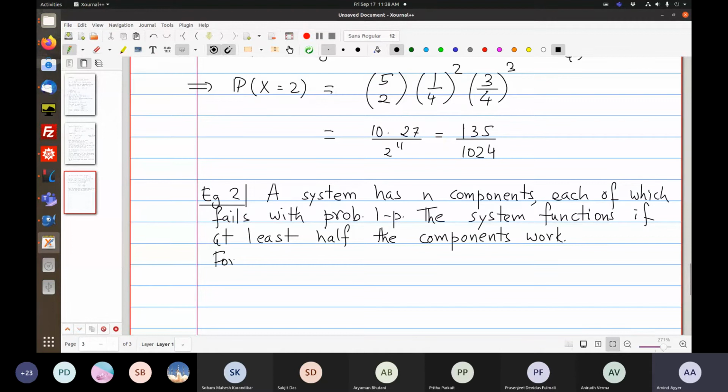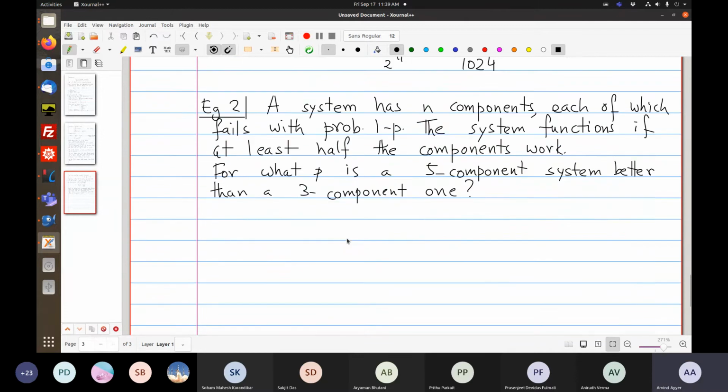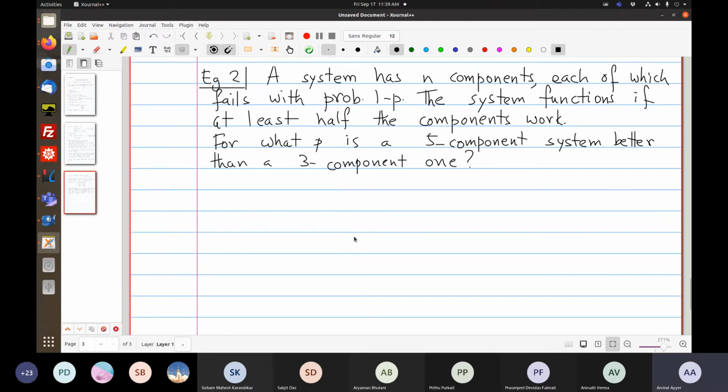Now the question is the following. For what values of p is a 5 component system better than a 3 component system? Let us define our 2 random variables carefully. Is the question clear?